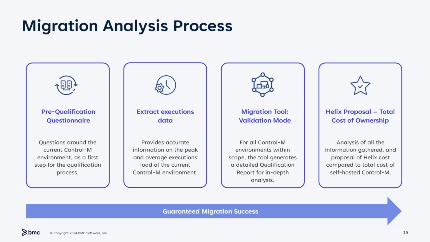We then use the Control-M migration tool in validation mode, which analyzes all in-scope environments and produces a detailed qualification report. This helps identify any gaps, constraints, or special considerations up front. And finally, we consolidate everything into a Helix proposal and total cost of ownership comparison, showing you how Helix Control-M compares to your self-hosted Control-M environment. Of course, the goal of this process is simple: to remove uncertainty and ensure a successful migration before anything is moved.